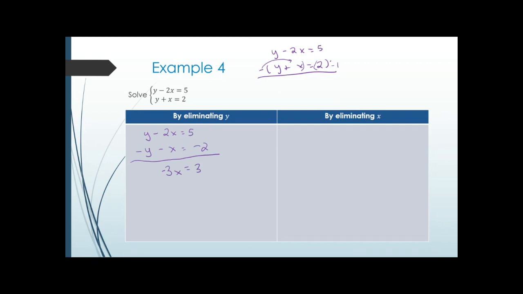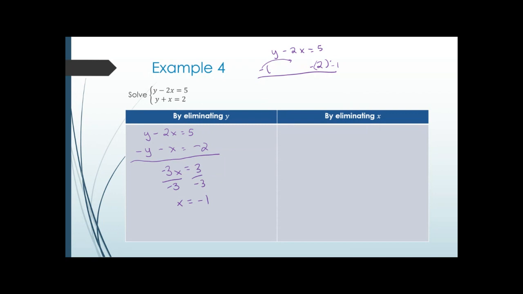So now I have an equation that's really easy to solve in x, and this is why I like using this method. So then all I have to do is divide by negative 3 on both sides, and I get x equals negative 1. Then what you would do is you would plug negative 1 back into your equation and solve for y to get your answer. Now, because we're also going to do the other method of eliminating, I'm not going to do that. I'm going to find y by eliminating x.